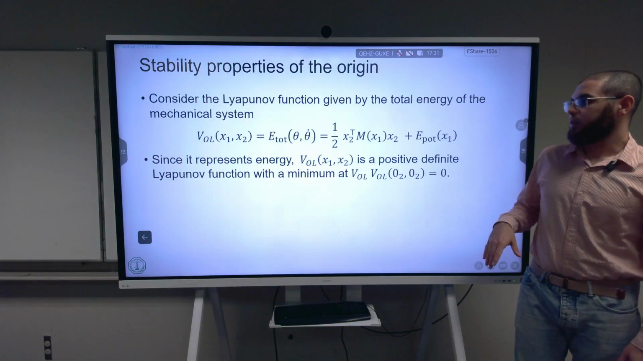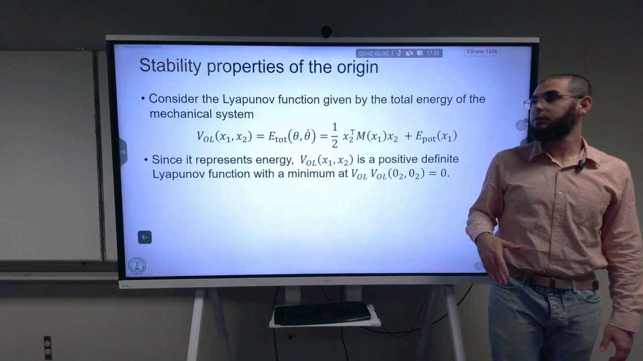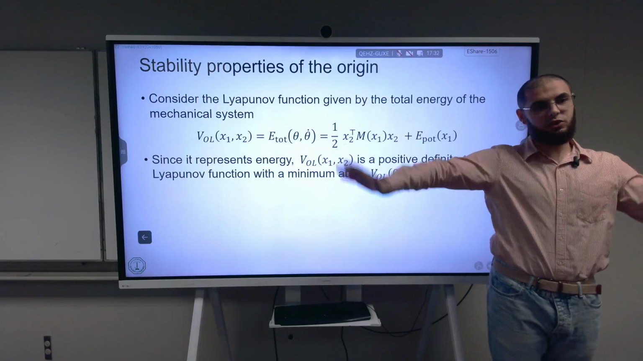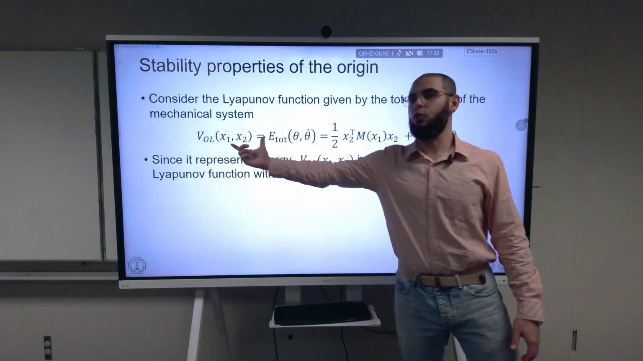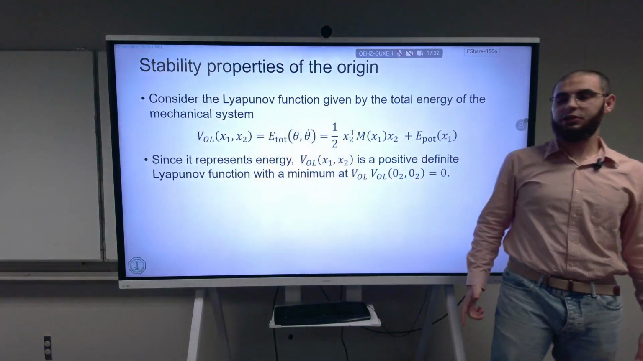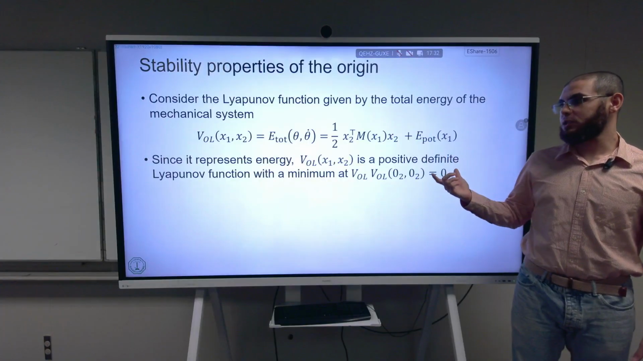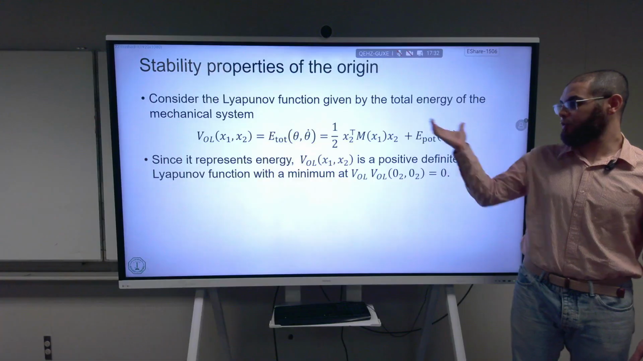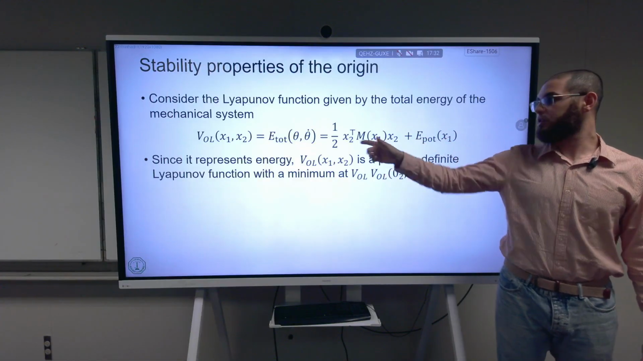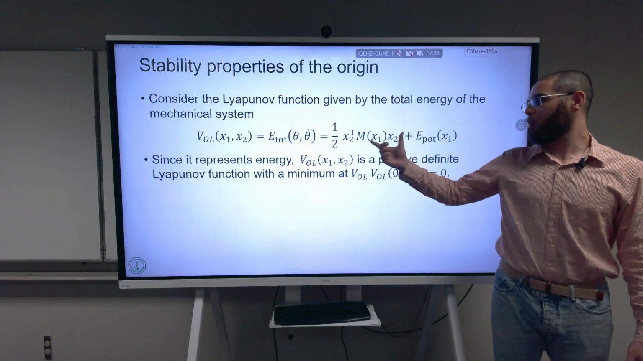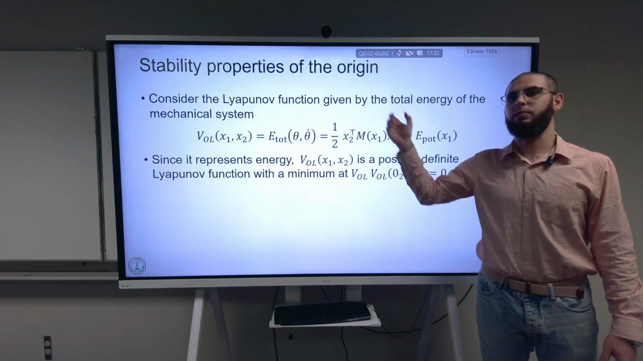So if we want to consider the stability analysis of the manipulator just swinging around, you can simply take an open loop Lyapunov function to be the total energy, which is the kinetic energy plus the potential energy. And in order to be a positive definite function, we need to check, is this positive definite or not? The first term is easily quadratic. You see it's already x2 transpose multiplied by M of x1 multiplied by x2. M is positive definite, which means that this whole term is positive definite.